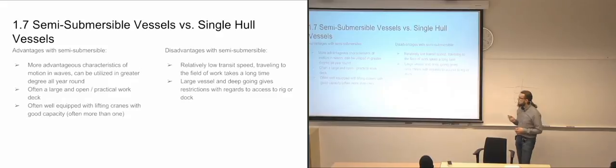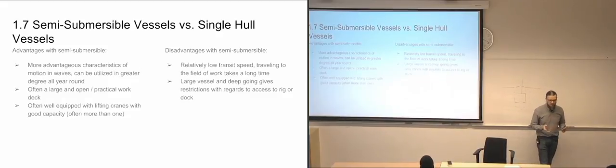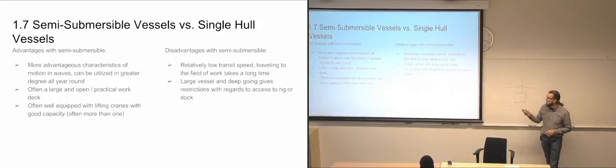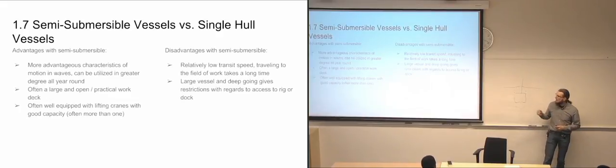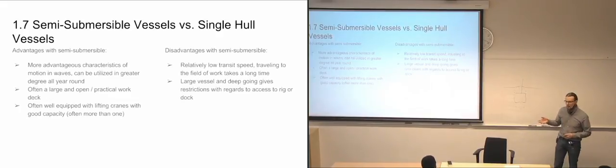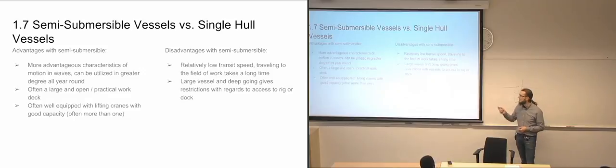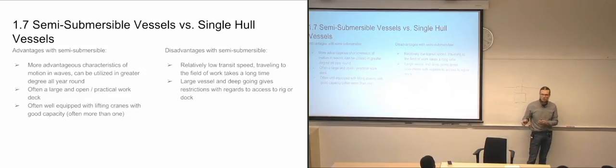They're also very large and deep going, which gives them quite a lot of restrictions with regards to access to docks or harbors, or even to getting close enough to rigs. So if they're going to do work on a platform and the platform's legs are sloping outwards, it's going to be very difficult to get the semi-submersible close enough because it's going so deep into the water.